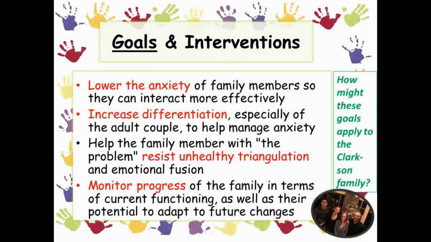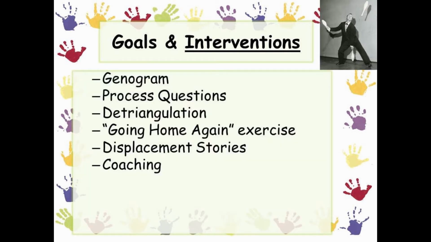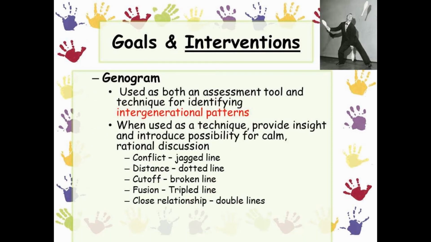So if these are our goals, what interventions does Bowen suggest that we use to reach them? I will focus on 6 of them now. The first intervention is the genogram, which you're constructing as part of your homework assignment. This is an important assessment tool for identifying intergenerational patterns and dynamics, and here are some of the guidelines for indicating some of these patterns in the genogram.